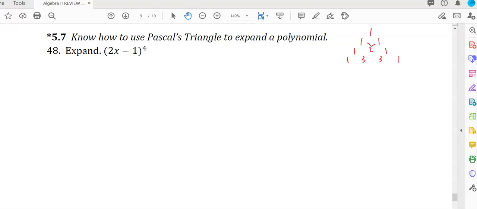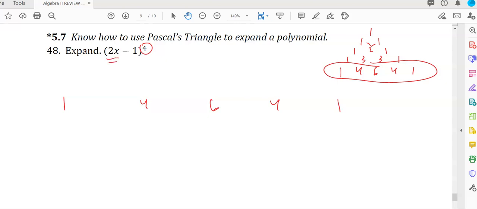Let's see, I need the fourth power, so I need the fifth row. So 1, 2, 3, 4. I need the next row. 1, 4, 6. So I'm taking these coefficients. I'm going to write them off to the side here. So 1, 4, 6, 4, 1.